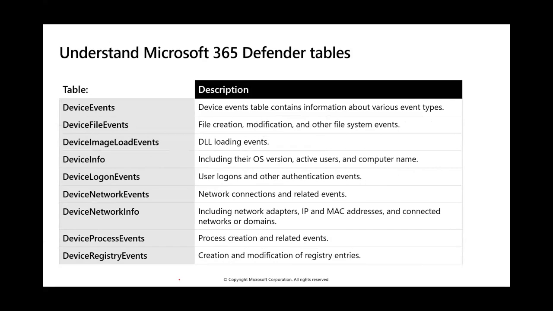Device logon events are for user logons and other authentication events. Device network events are for network connections and related events. Device network info will include network adapters, IP and MAC addresses, and connected networks or domains. Device process events are for process creation and related events, and device registry events are for creation and modification of registry entries.